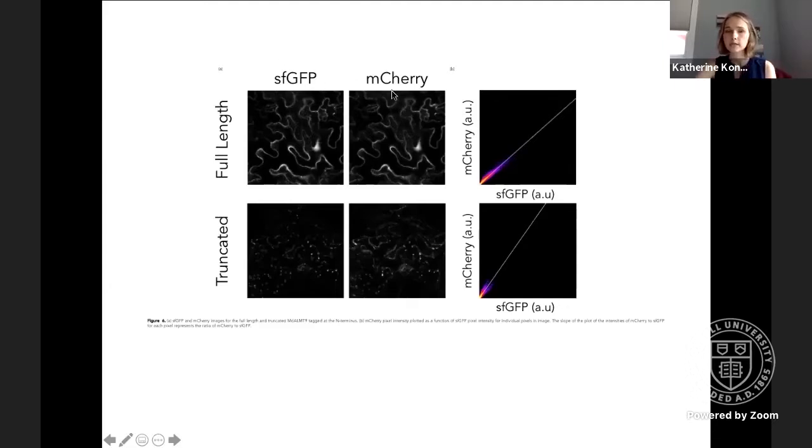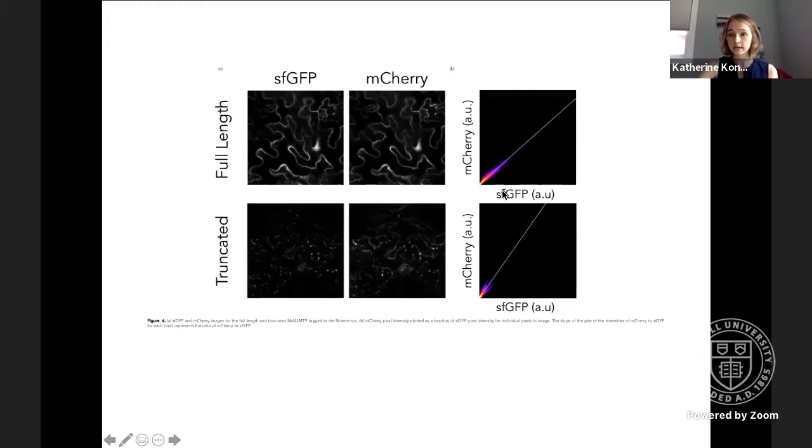So right off the bat, we can see several observations. We see the decrease in transient expression that we saw earlier. And we also see more punctate expression in the truncated compared to the full-length. And so earlier I talked about the ratio. To find that ratio, I plotted the mCherry as a function of GFP intensity for every single pixel in these images on the left. And I found the slope, which is equal to the ratio. And so we can see a greater slope for the truncated transporter compared to the full length.